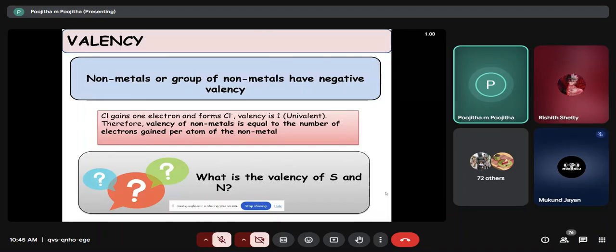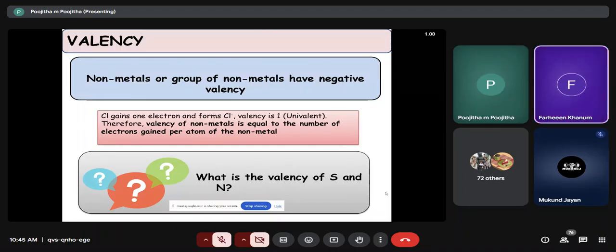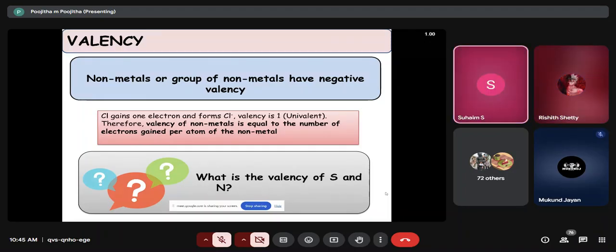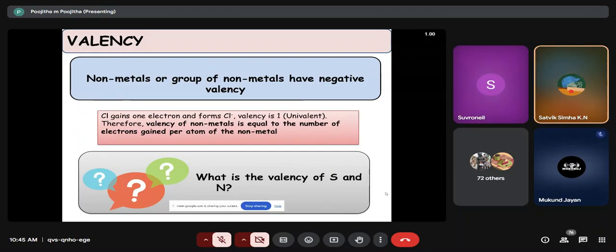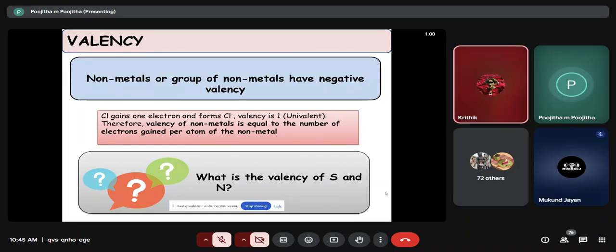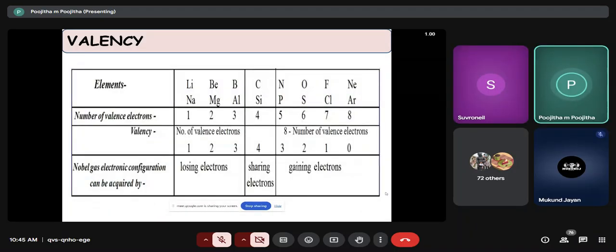And what is the valency for nitrogen? Minus 3. Why is it -3? What is the electronic configuration? 2, 5. Seventh element in your periodic table. So 2, 5, it gains 3 electrons. So valency is -3.